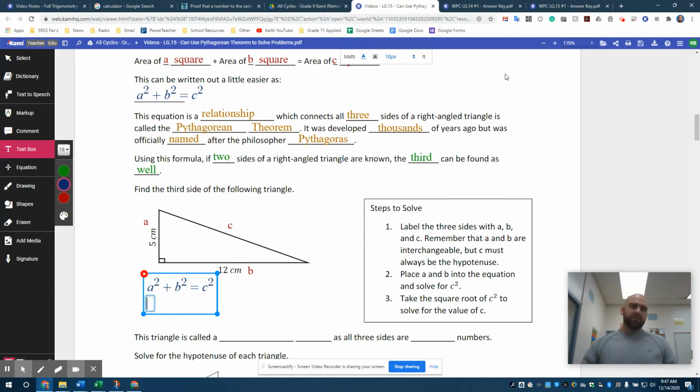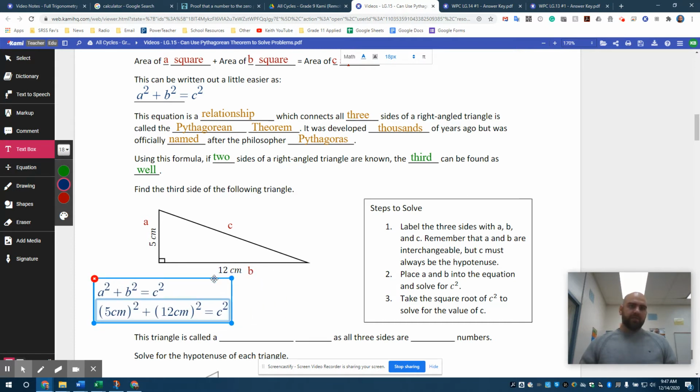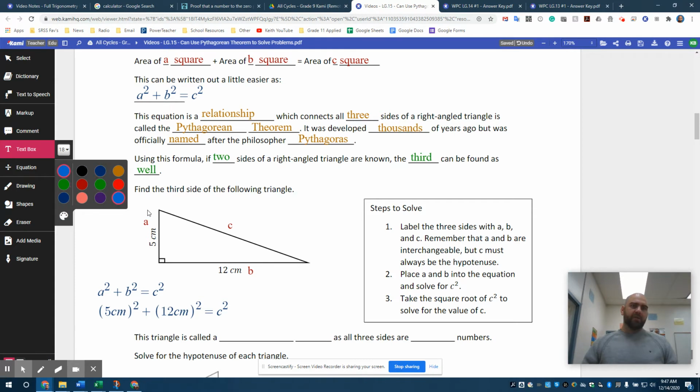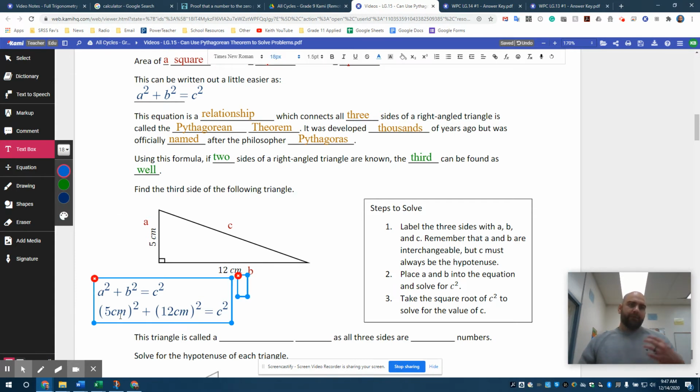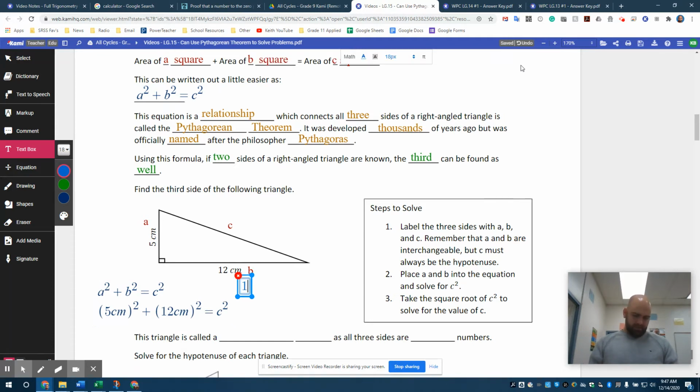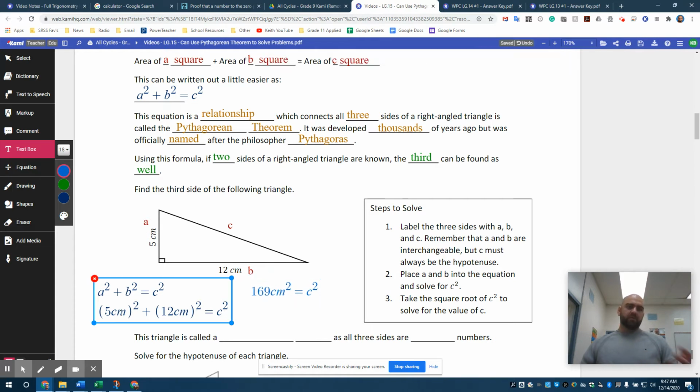And if I'm going to put in those numbers, A is 5 centimeters squared plus B, which is 12 centimeters squared, is equal to C squared. Now, 5 squared is 25, and 12 squared is 144. And so these two combined are actually going to give me the value 169 centimeters squared. And that is equal to C squared. Okay, so we've squared them both.